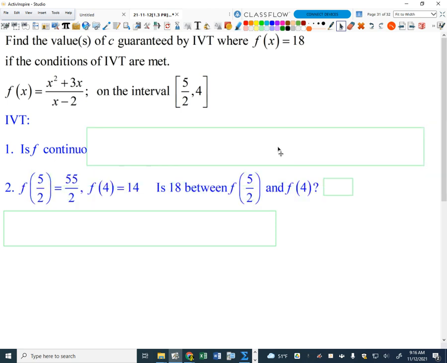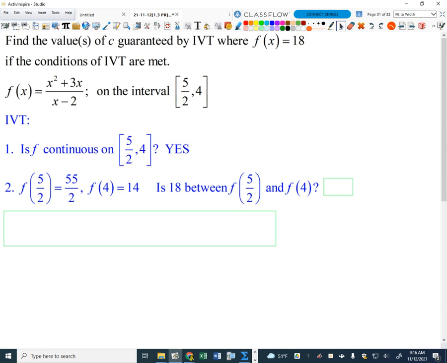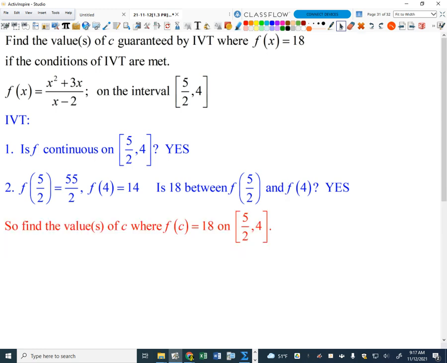Let's see. So if we evaluate the function at 5/2, we would get 55 over 2. Okay, so that's like, what is that? That's bigger than 25. And if we evaluate it at 4, we get 14. So is 18 between f of 5/2 and f of 4? Yeah, it is, right? But 18 is between 14 and something bigger than 25, right? Okay? So we know then that there is a value, right?